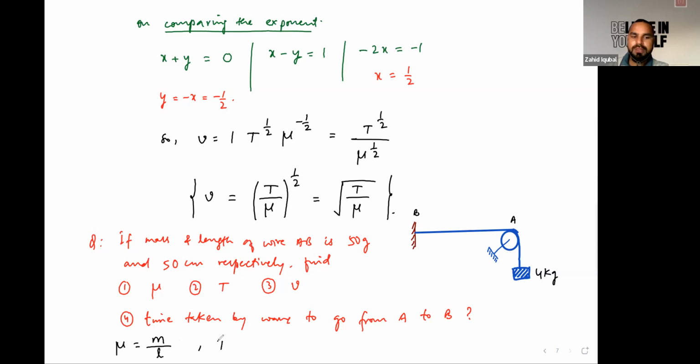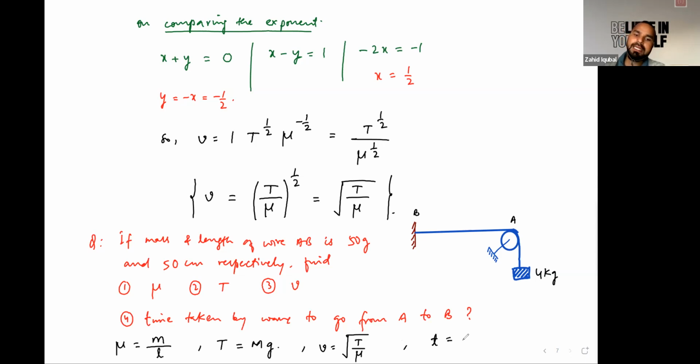In the second part, you have to calculate tension. Which source is responsible to produce tension in this particular string AB? You will say this 4 kg block. So tension will be equal to mass of block times gravity. Now in the third part, you have to calculate velocity, which is nothing but root under tension by mu. Substitute the value of tension obtained in the second part and mu from the first part, then you'll get velocity.